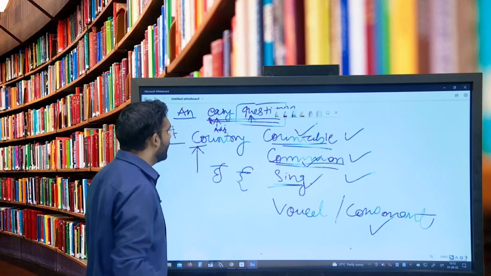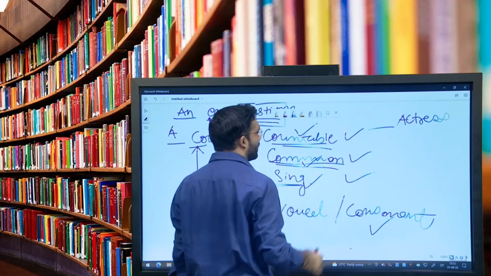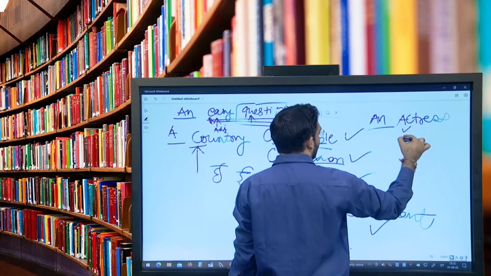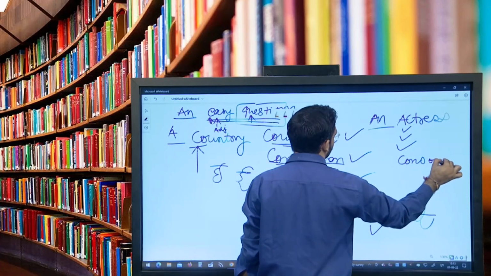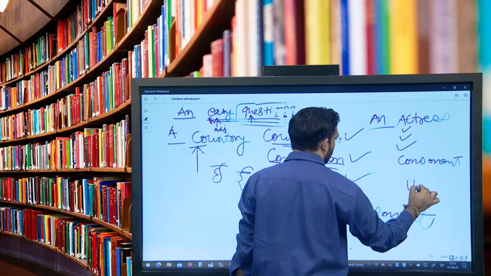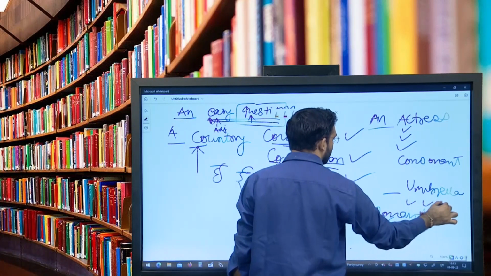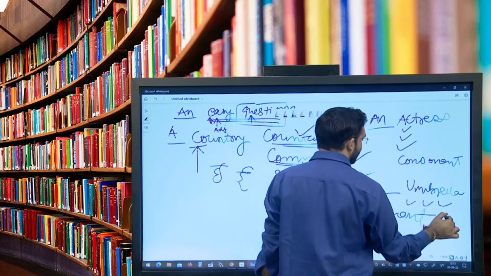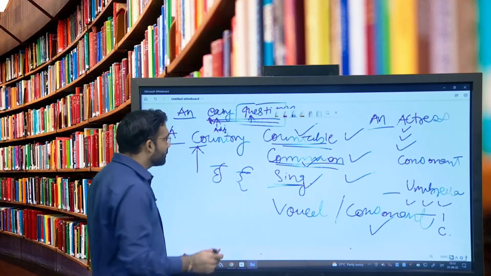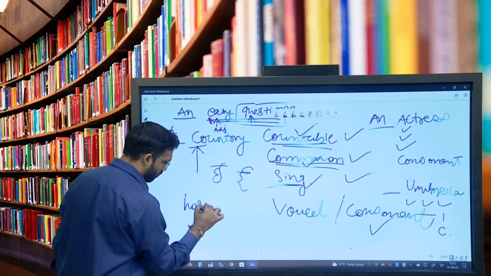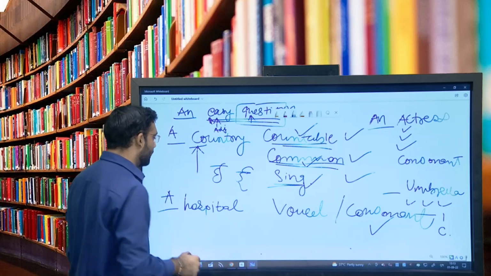Alright. Let's look at another example. Actress. I'm sure you know the answer. It is an actress. Countable, common, singular, consonant. Umbrella. Countable, common, singular and consonant. Now, hospital. Oh, hospital. Next, hour.